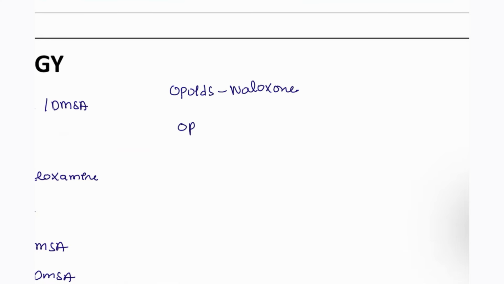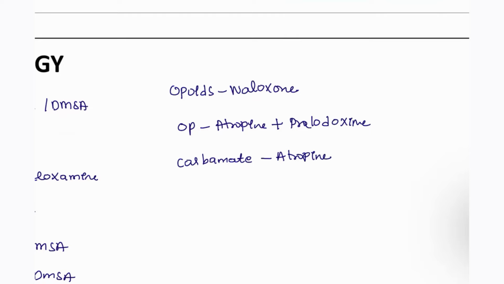And OP poisoning, atropine. You are going to give atropine. Next, pralidoxime is given for this patient. Carbamate poisoning: those who are suffering from carbamate poisoning, just atropine is given for this patient. Next, datura poisoning. For this patient also, we are going to give atropine.